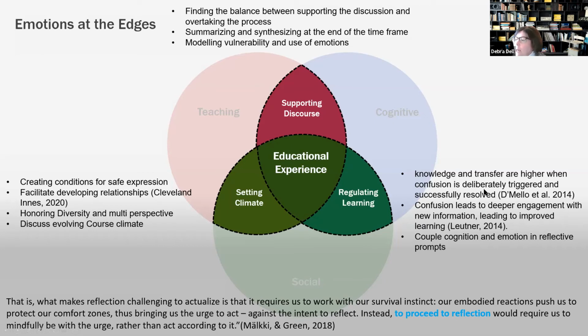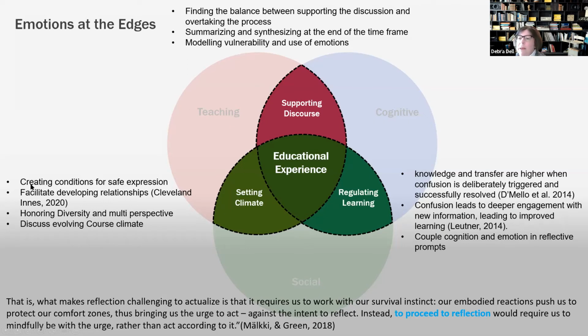For regulating learning, we need to know and be really clear that knowledge and transfer are higher when we can sometimes create confusion. And lots of emotions research in online learning unfortunately points to confusion as a bad thing. But there's just as much research that points to confusion as a good thing, because it's a catalyst. It's a catalyst that leads people to explore, look for answers, and get deeper engagement with the new information. And so if we're very purposeful about how we couple cognition and emotion in the reflective prompts that we put in discussion boards, we can help to regulate in some ways.